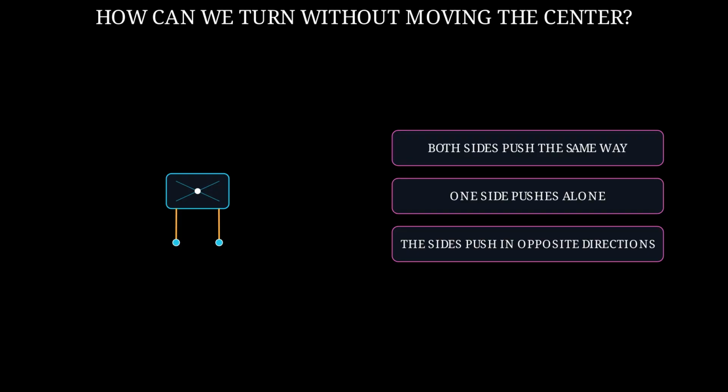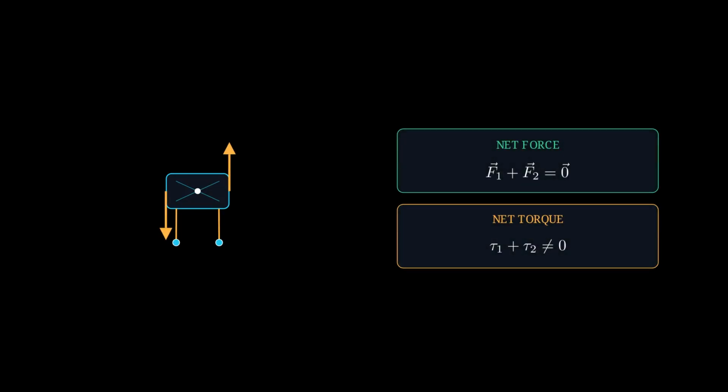The two sides should push in opposite directions. Their total force can cancel while their turning effects add. That pair is called a force couple. Its net force is zero, but its net torque is not zero.